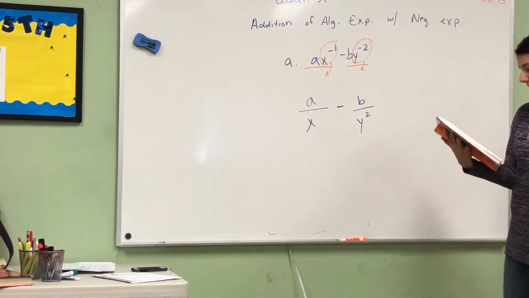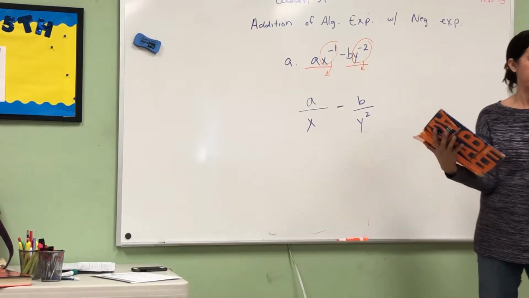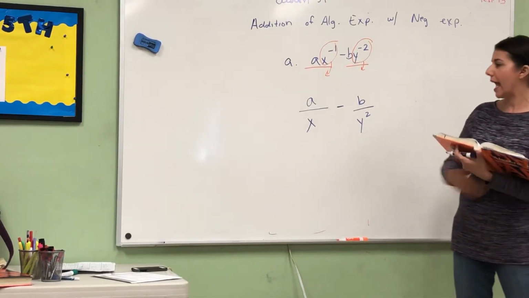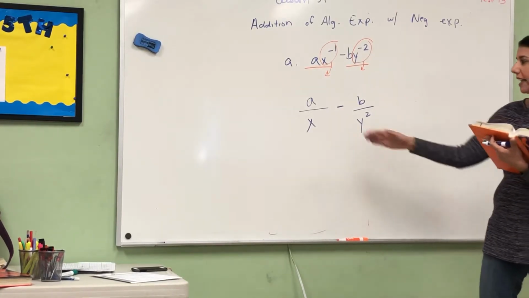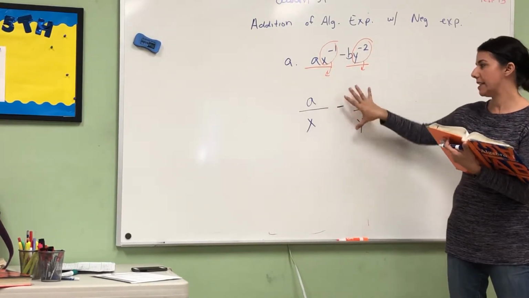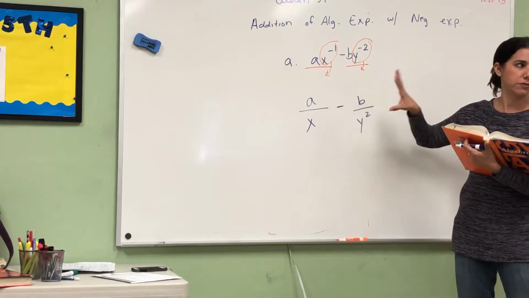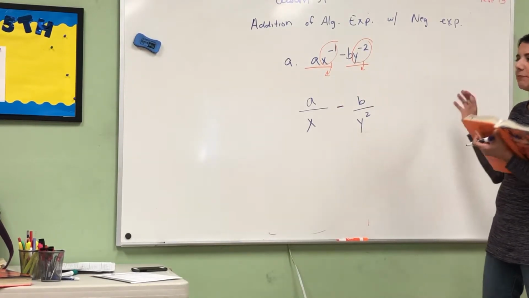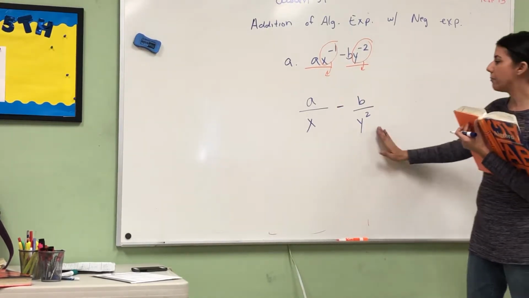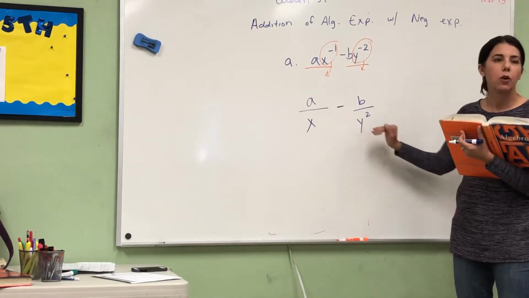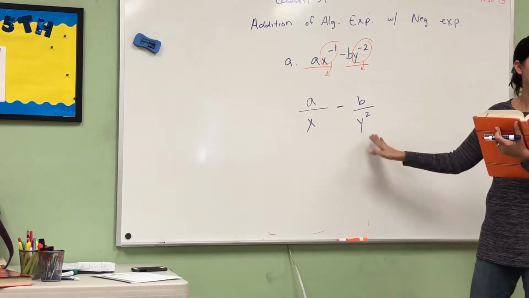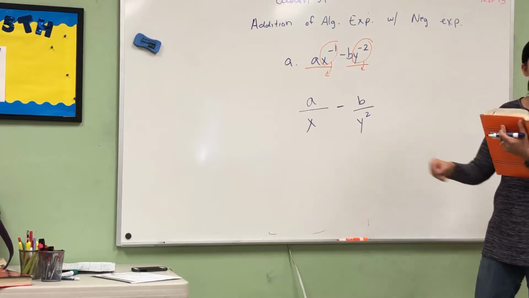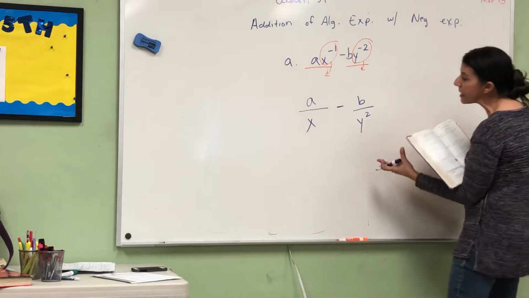Okay, now the directions say add them. Did this bother anybody else? Why would you say add when it's subtract? But you're adding this negative expression. Add means combine. We're going to combine them. Can we combine these? No. What is keeping us from being able to combine these? They do not have like denominators, so we need like denominators.